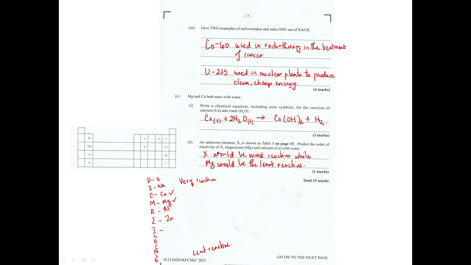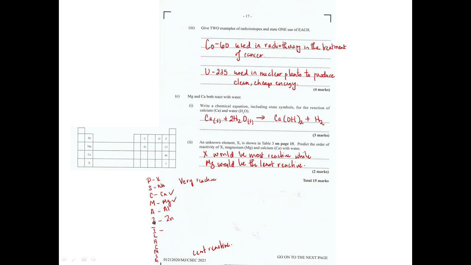So yeah, good. So an unknown element X is shown in table 3 on page 15. So like I said, we don't want to go back. And it says predict the order of reactivity of X, magnesium and calcium in water. Well, this one, we know magnesium is really reactive in water. And if you didn't know how to answer this question, you could even write up your reactivity series. Remember, please send Charlie's monkeys and zebras in large, high cages more securely guarded.